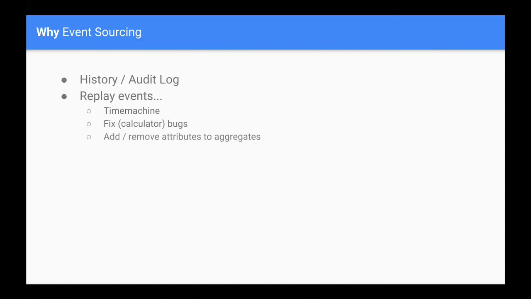It's great when you want to add or remove attributes to aggregates so that you can backfill things. Recently, we worked on a subscription-based system, and we needed to know when a subscription was deactivated. We needed that data to be on the aggregate. And so we just added that column, and then we updated the calculator so that when the deactivated event happens, we store that timestamp into the database, and then we replayed all the events, and boom, the data was there.